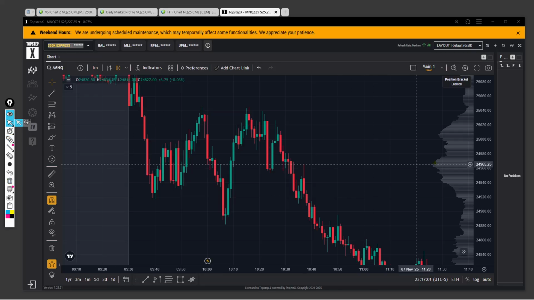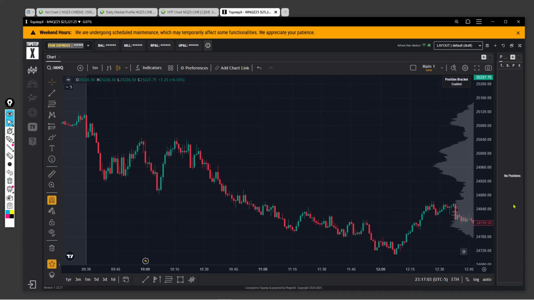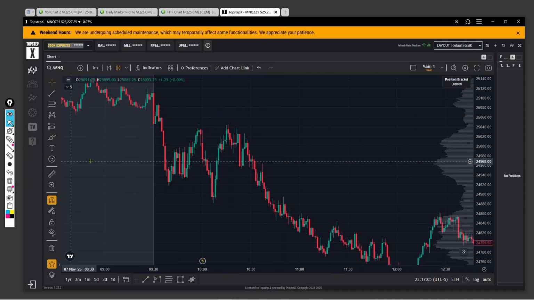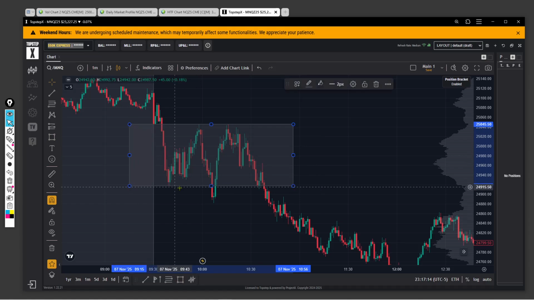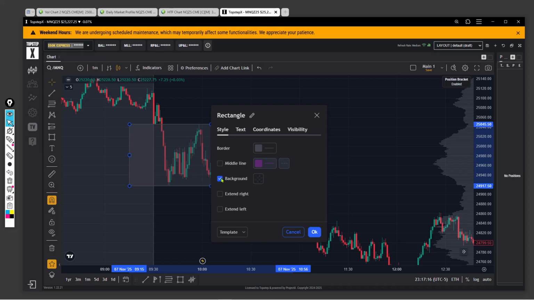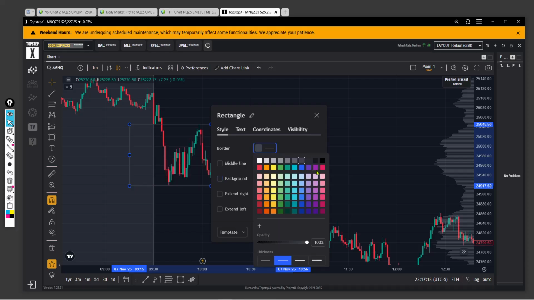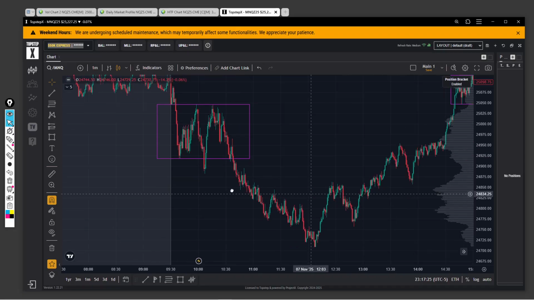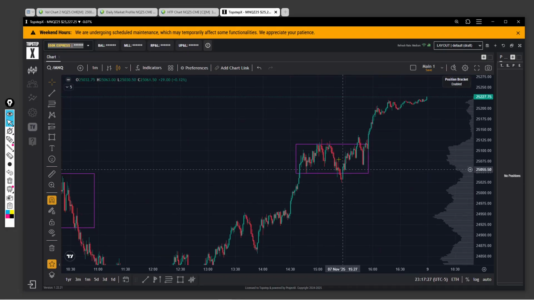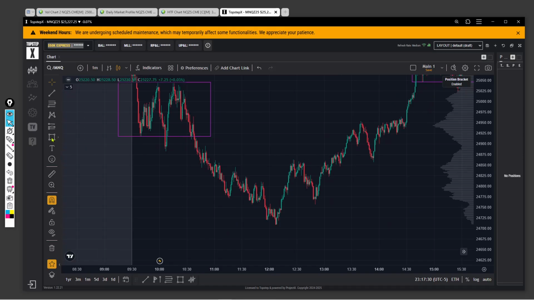Now let's go ahead and draw a couple of ranges on this intraday chart. So we have that low, we have that high, there's your range. Let's go with perfect. So there's a range, and then there's a range here that I drew prior, and then there's a range here.